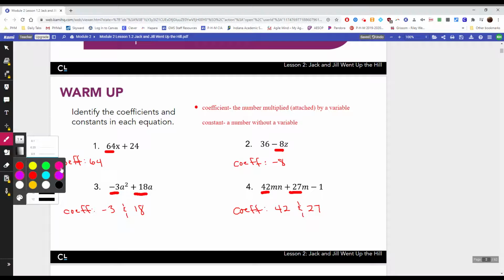Let's use purple to underline the constants. So that'd be 24, 36, no constant in number 3. In number 4, it would be -1.